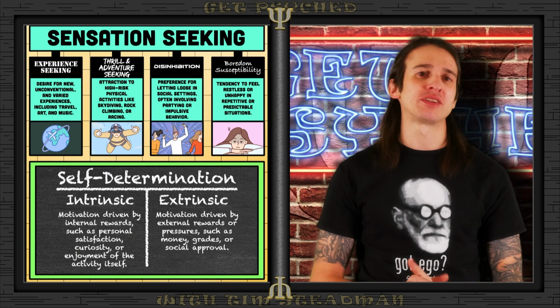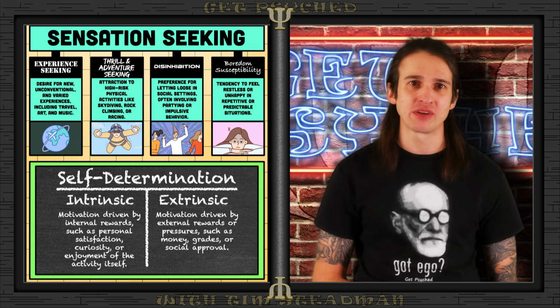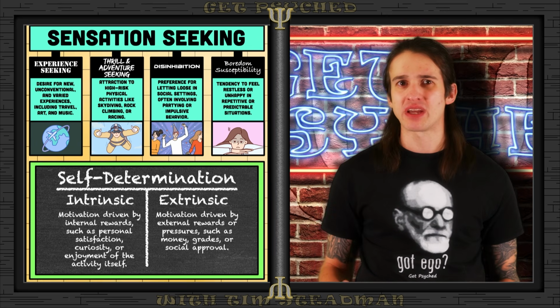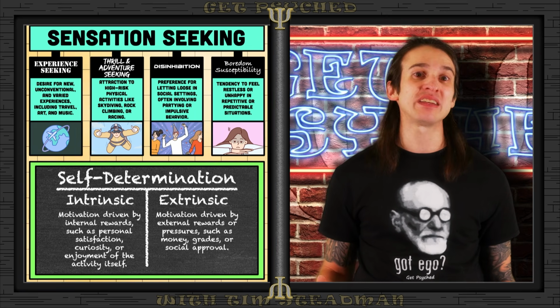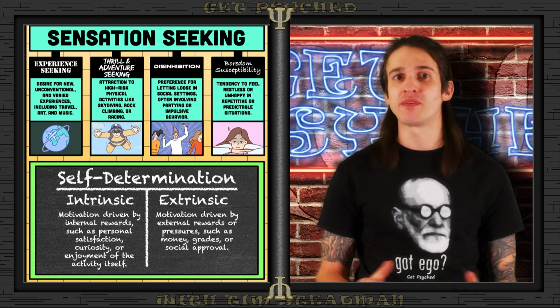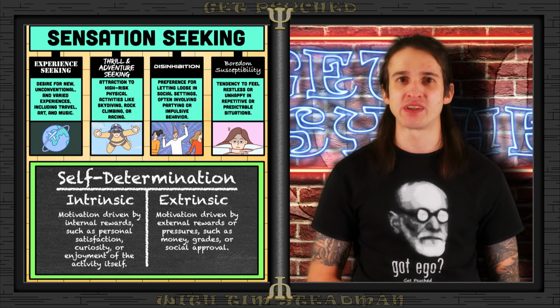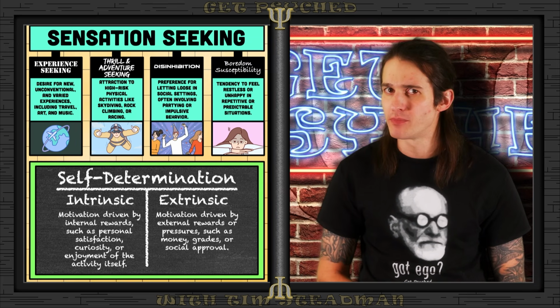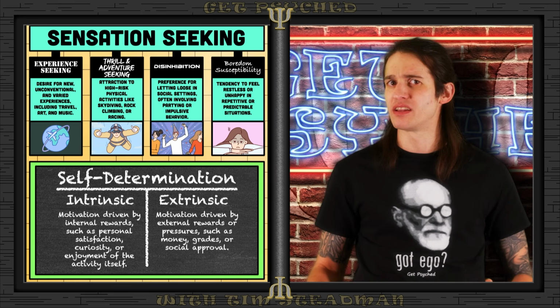And finally, there's self-determination theory, which looks at the differences between 2 types of motivation: intrinsic and extrinsic. Intrinsic motivation is when you're driven by personal satisfaction or interest. For example, practicing guitar because you love music.